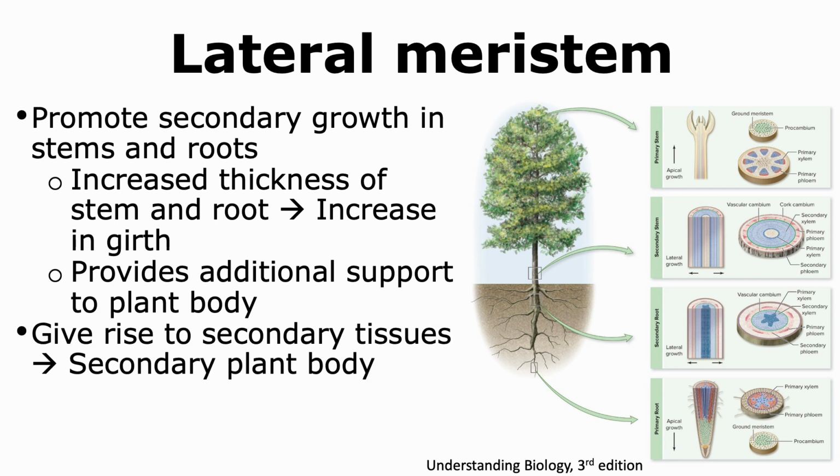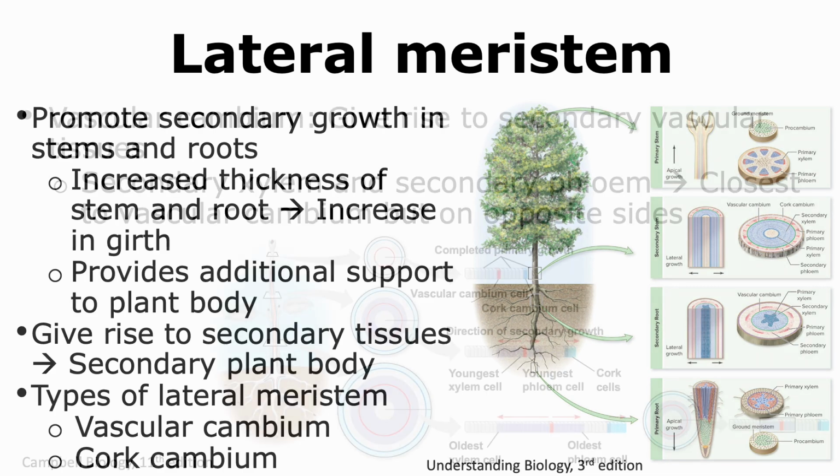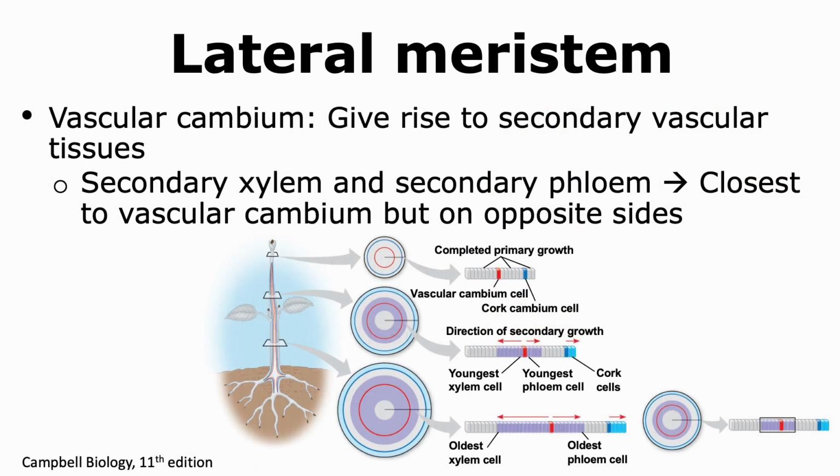Lateral meristems give rise to secondary tissues that will form the secondary plant body. There are two main types of lateral meristems. These include the vascular cambium and the cork cambium. The vascular cambium gives rise to secondary xylem and secondary phloem, which are part of the secondary vascular tissues. They promote the transport of water and nutrients throughout the plant.